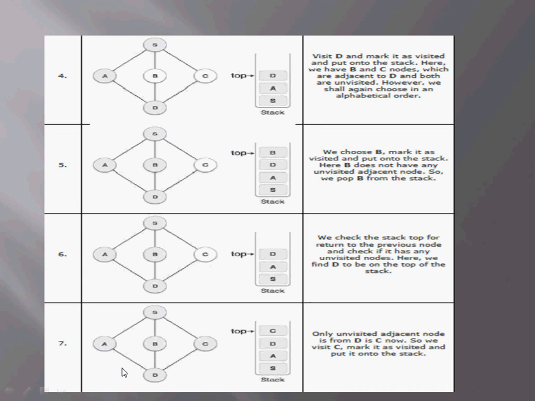So this is what happens in the depth first search. In the final result, S, A, D and C are inside the stack. D is popped out because everything is dead when compared to B.